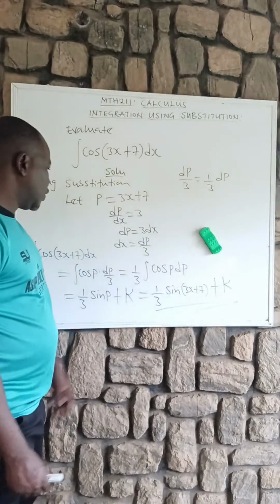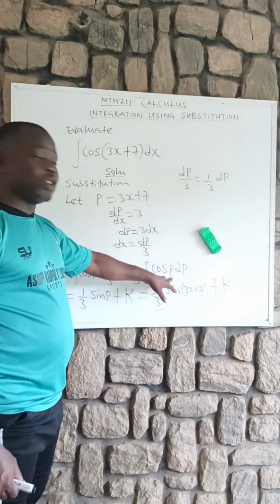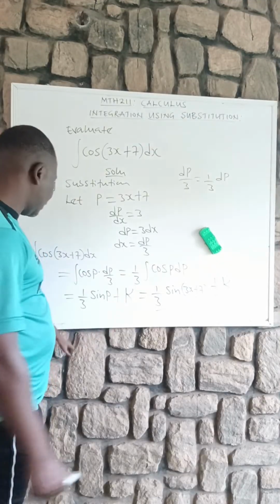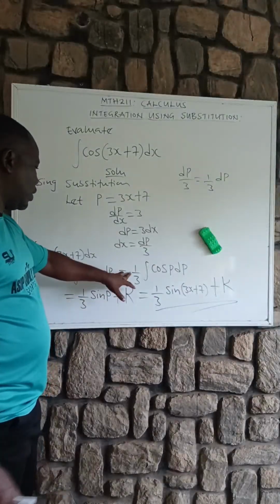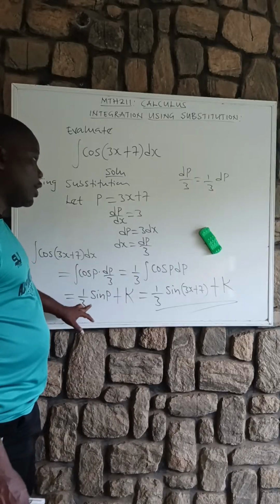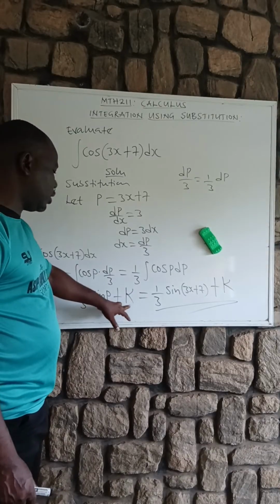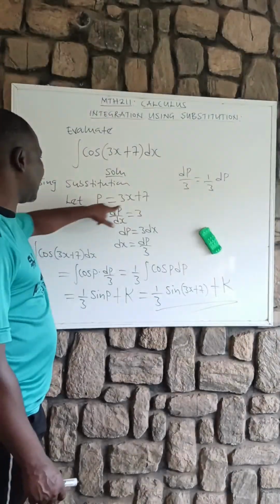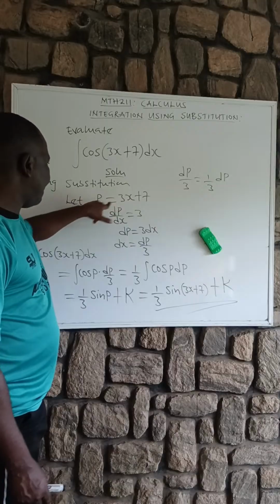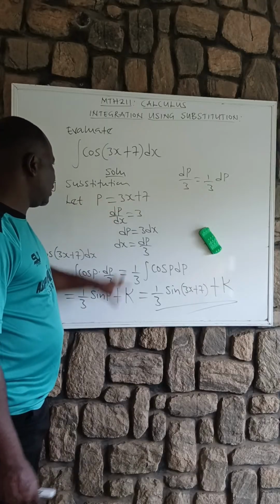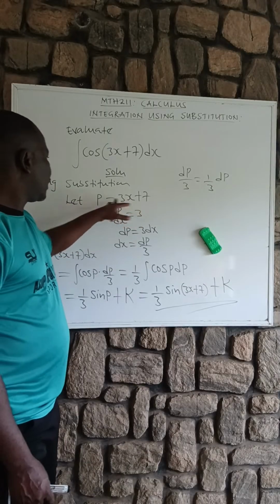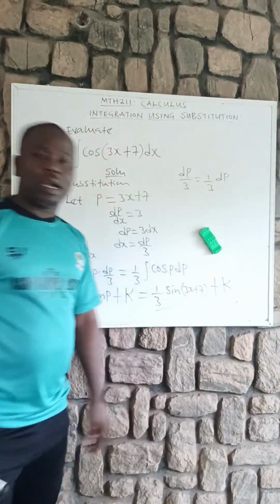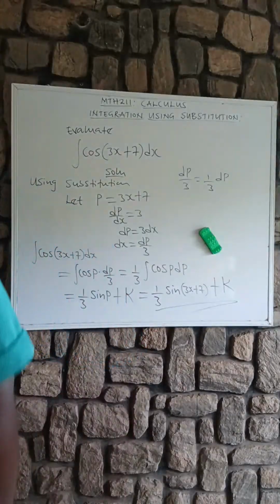So when you integrate cos p, what are you supposed to have? You are supposed to have sine, true or false? Sine p, but note that 1 over 3 is outside. So 1 over 3 sine p plus what? The constant. But remember, you said let p be equal to this. So instead of p, we recall p is equal to 3x plus what? 7. Look at it, plus the constant. Do you agree with me?